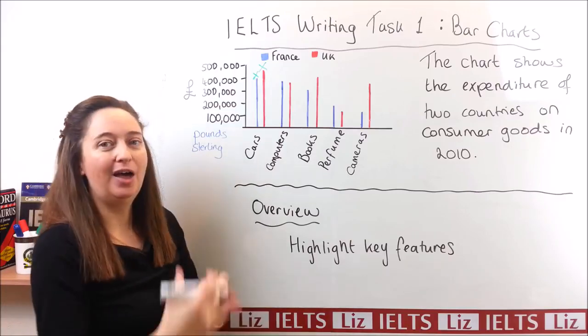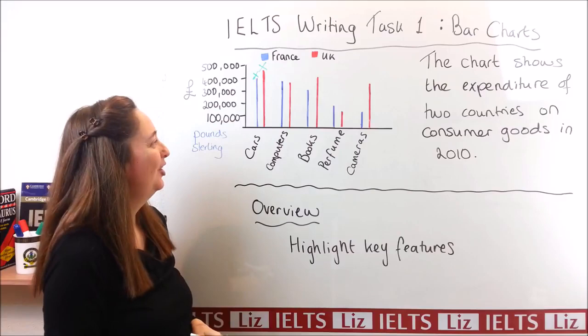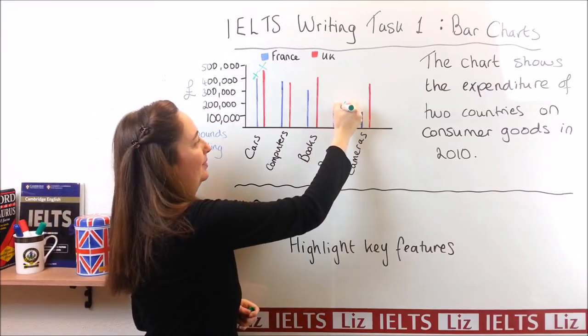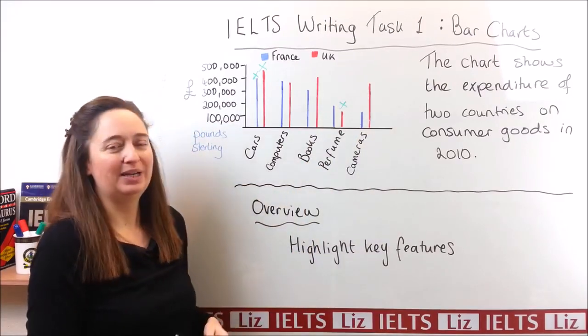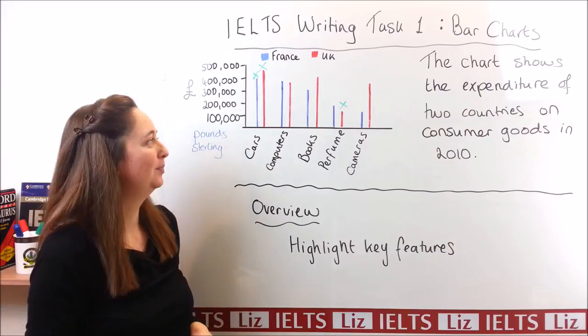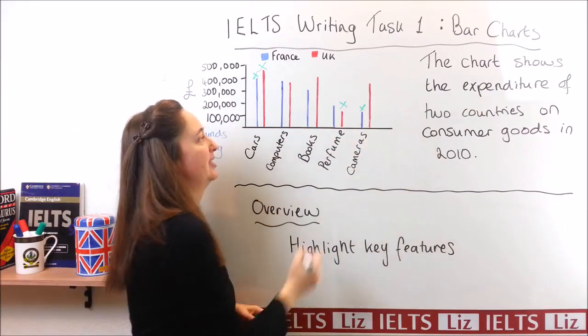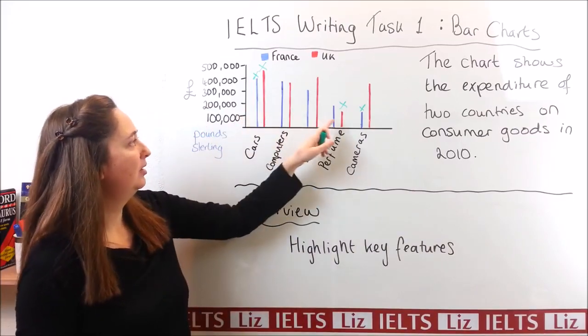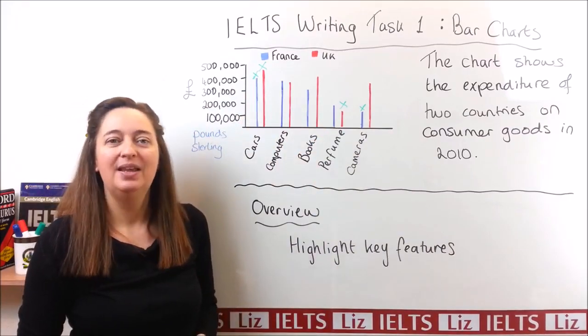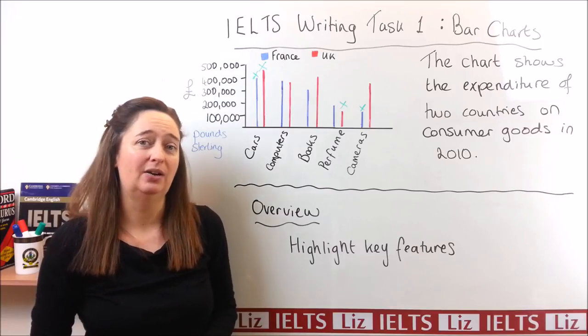But if we look at the other end, so the lower points, for England, the least amount of money was spent on perfume. And for France, it was cameras. So those are key features. Is there any other key feature we can have?